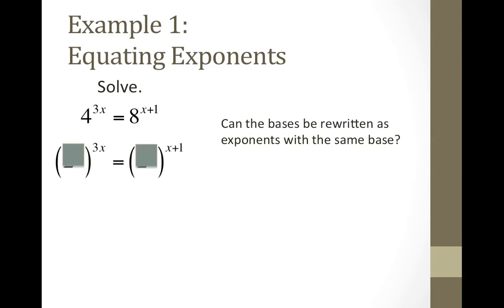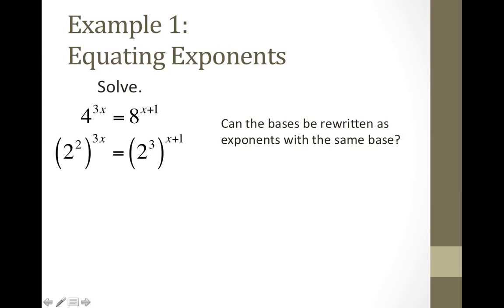Okay, so can the 4 that's the base in this exponent and the 8 that's the base in this exponent be rewritten so that they would have the same base raised to some exponent? And the answer is yes. The 4 can be rewritten as 2 squared, and the 8 can be rewritten as 2 cubed. Now notice the 3x is still out here as an exponent, and the x plus 1 is still out here as an exponent. So we haven't really touched those at all yet. We're just rewriting the 4 and the 8 so that we get matching bases.